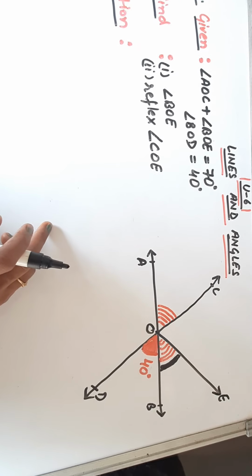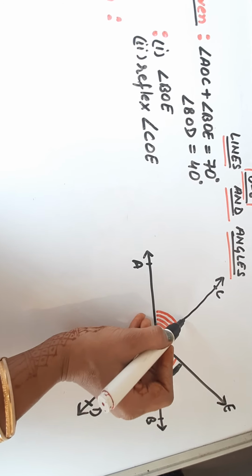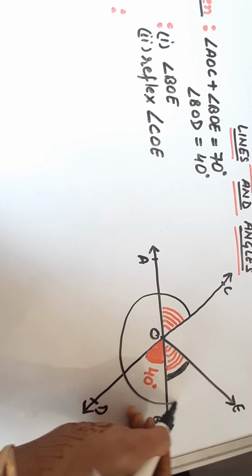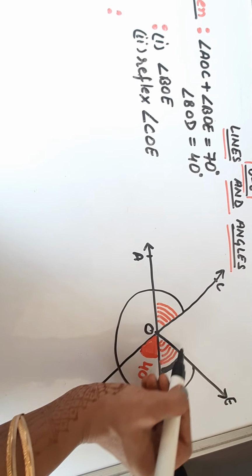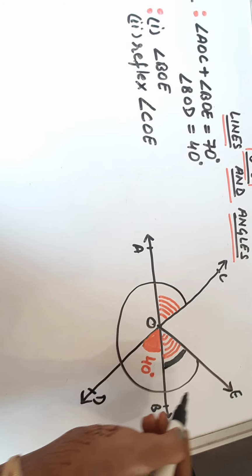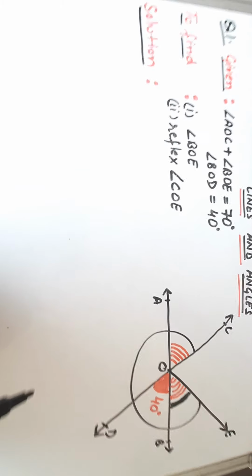And reflex angle COE. So here is COE, but reflex आपको बताया था ये होता है reflex angle. This is angle COE, जो छोटे वाला होता है वो ये, और जो outer में बनता है वो होता है reflex, right? These are the two things we need to find out.